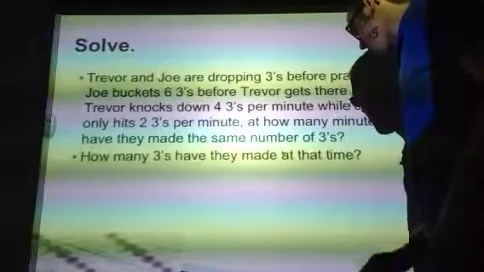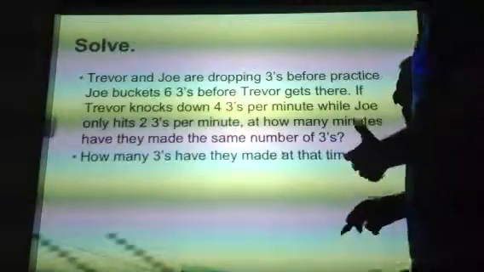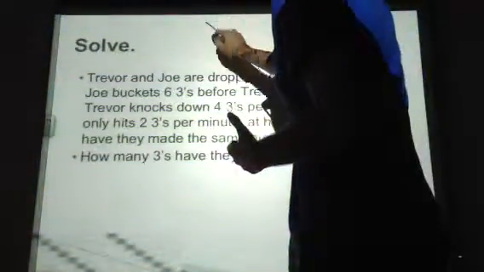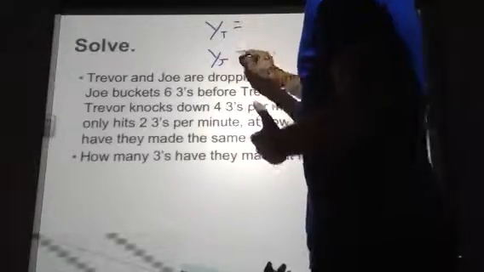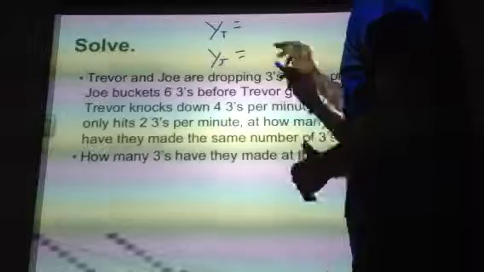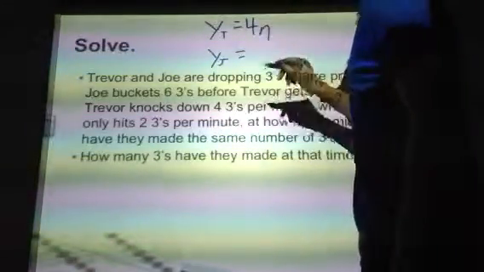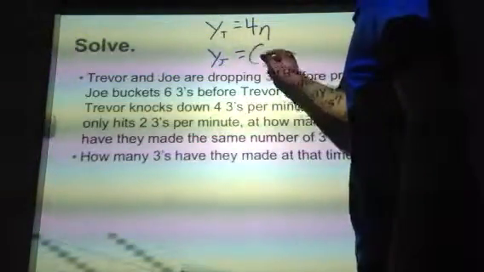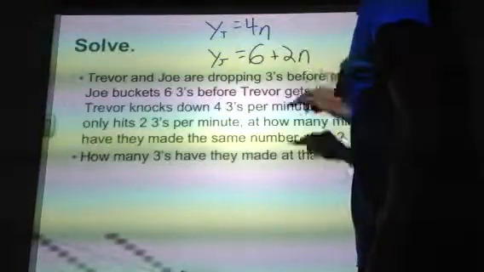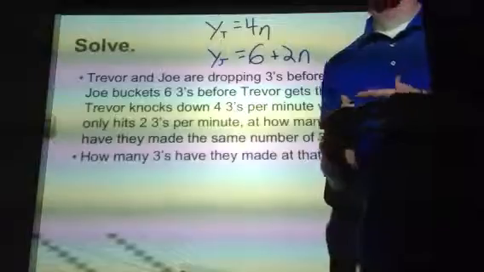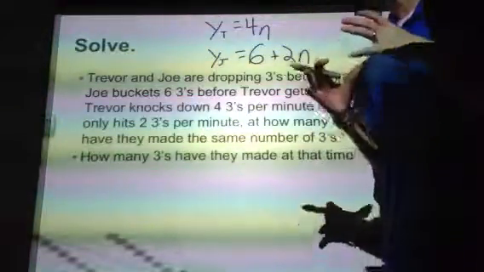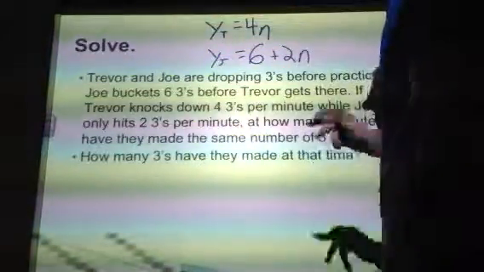Okay. This is the same application problem that we had in class today, so we're not going to identify all our key stuff again. We know there's going to be an equation for Trevor, an equation for Joe. Trevor's knocking down 4 every minute. Joe's knocking down, he already knocked down 6. He's knocking down 2 every minute. So now last time, we graphed these, we saw where they intersected, we interpreted what that intersection point meant in terms of an x, y ordered pair.